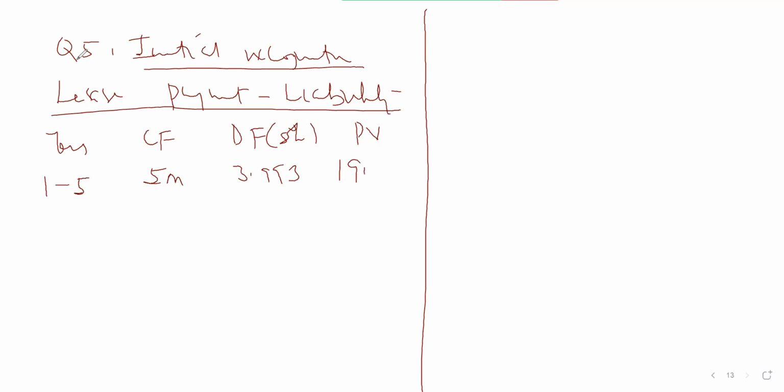I'm getting 19.65. So if you are keeping 3 zeros, then it will be 19,965, isn't it? So this is my lease liability, 19.965. I'm using it in millions. So this is my lease liability.